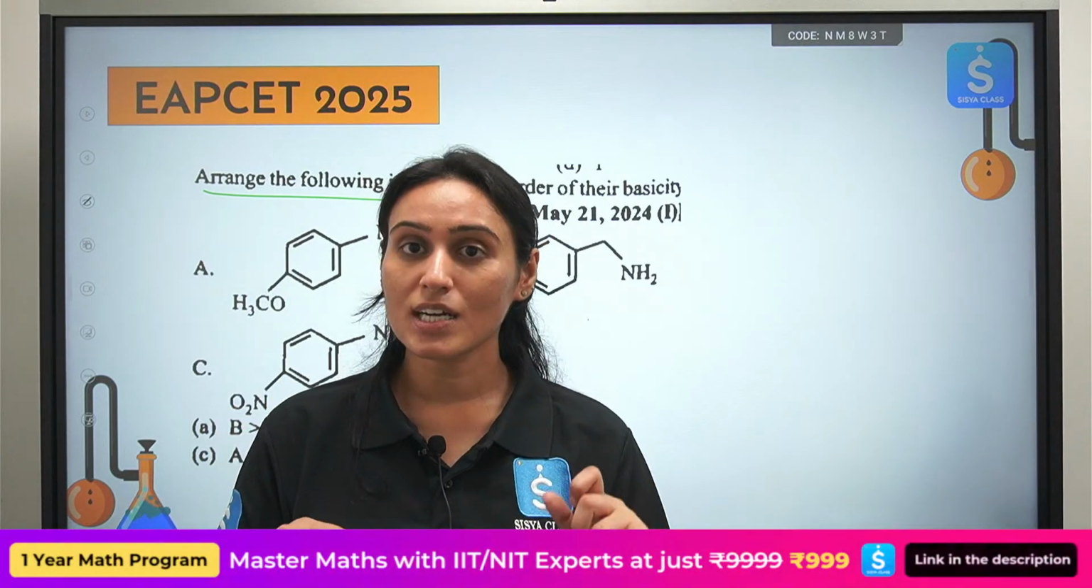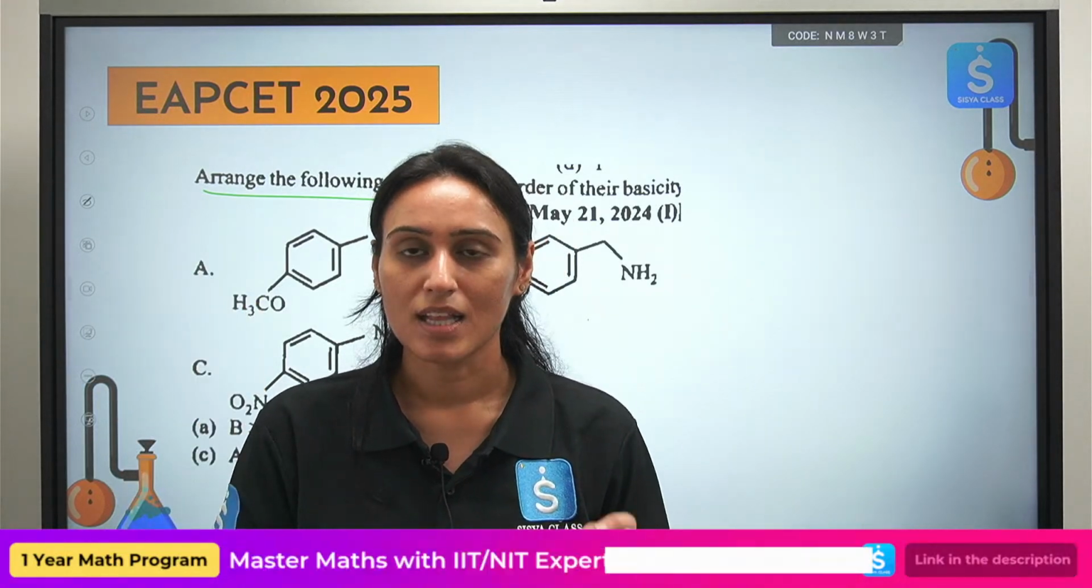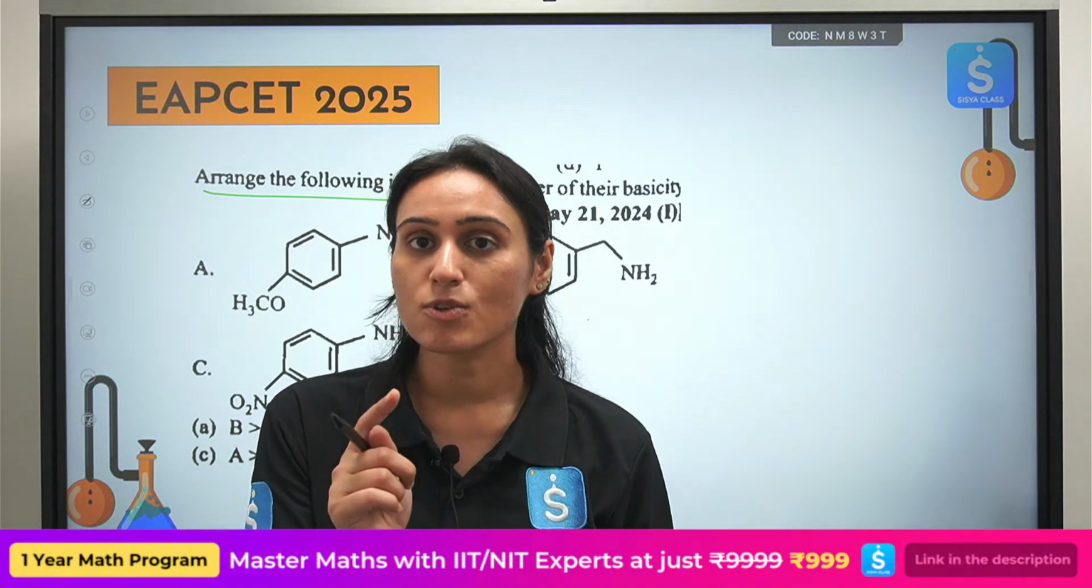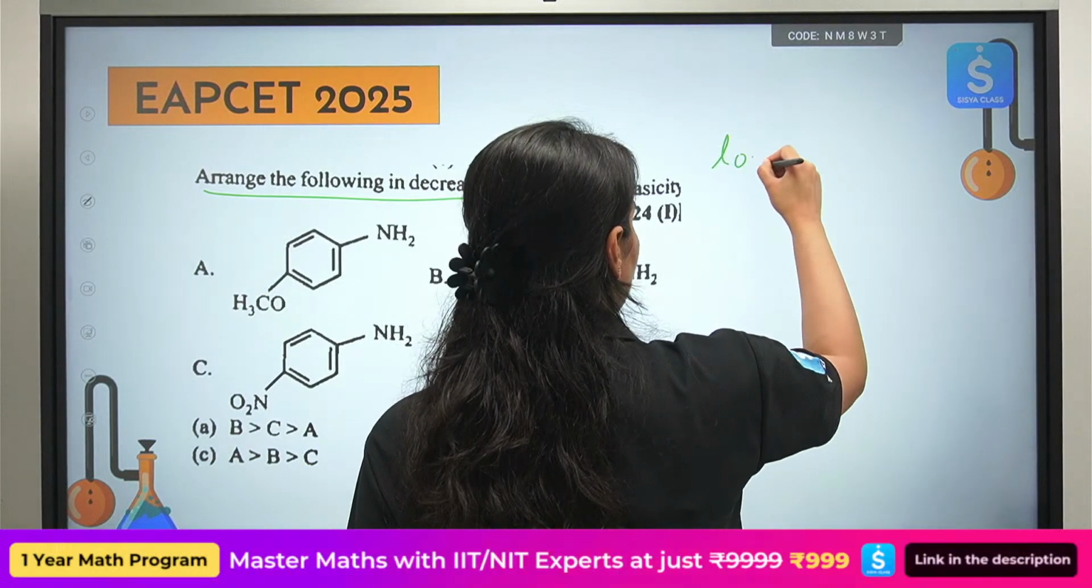You have the electron density. You want to donate also. Then you will be called as a strong base. So keep that in mind. Delocalized lone pair of electrons, less basic strength. Localized lone pair of electrons, higher basic strength. Okay. I will write it here. Localized lone pair.